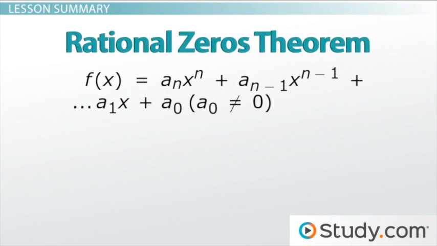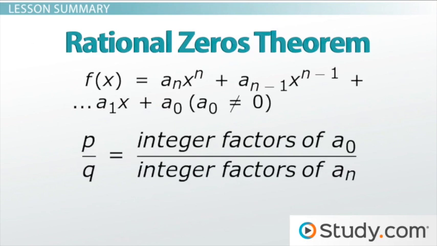The rational zeros theorem is a method for finding the zeros of a polynomial function. The theorem tells us all the possible rational zeros of a function. We showed the following image at the beginning of the lesson. P divided by Q is equal to the integer factors of a sub 0 divided by the integer factors of a sub n. The rational zeros of a polynomial function are in the form of P divided by Q. The term a subscript 0 is the constant term of the function, and the term a subscript n is the lead coefficient of the function.